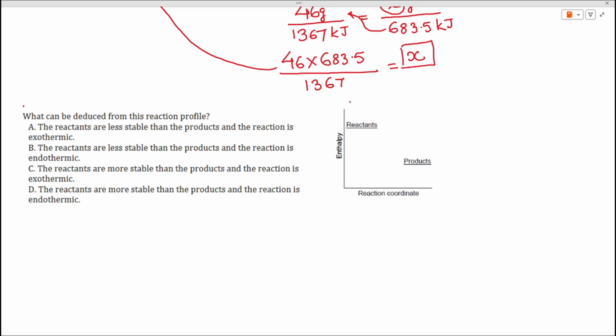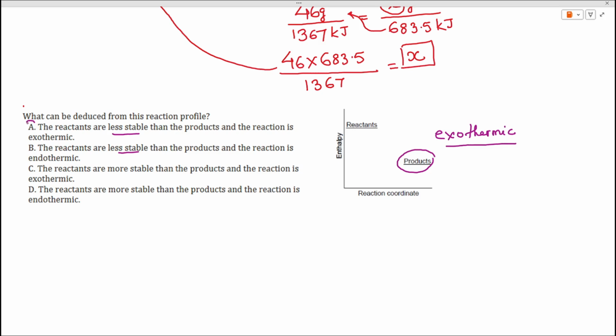So from this reaction profile, we can see that the energy of the products is lower than the energy of the reactants, and when the enthalpy of the products is less than the enthalpy of the reactants, in that case the reaction is exothermic. So if the products have a lower enthalpy, they are more stable. We are doing that because the question is asking in terms of stability. So products having lower enthalpy are more stable and the reaction is exothermic.